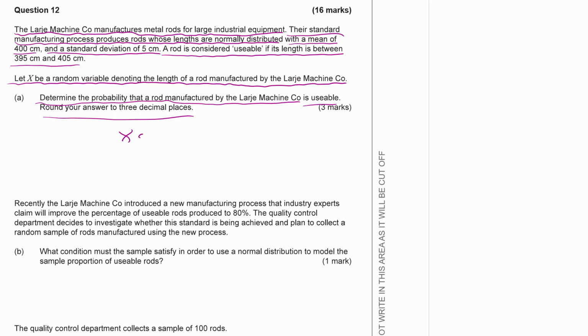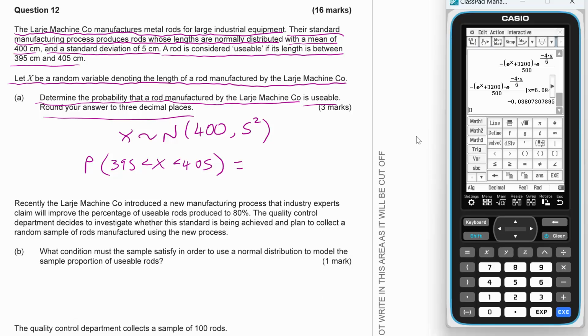So we know that X is normally distributed with a mean of 400 and a standard deviation of 5, therefore a variance of 5 squared. So we're just after the probability of X being between 395 and 405. So we can just evaluate that straight on the calculator.